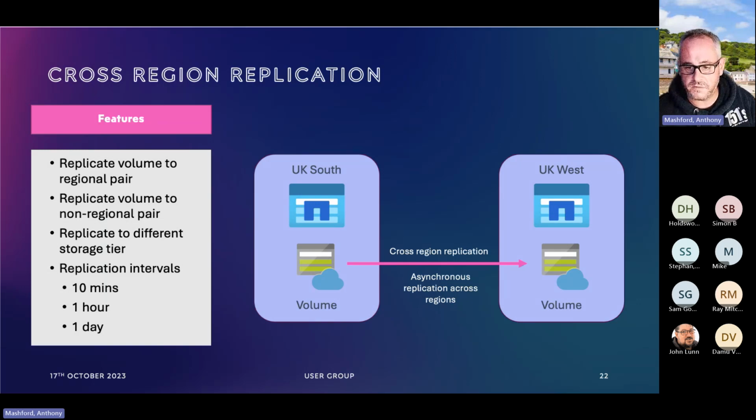But with Azure NetApp Files, we have cross-region replication. This is the ability to create an asynchronous copy between the source volume and the target volume. For instance, the source volume is in UK South and the target is in UK West. And you can set the replication intervals to 10 minutes, 1 hour, or 1 day.